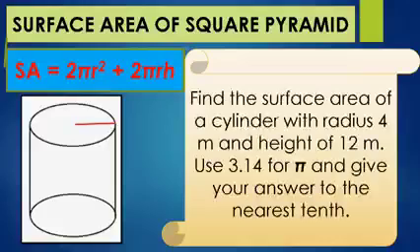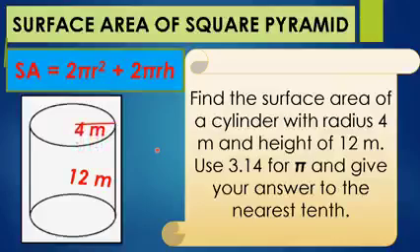So find the surface area of a cylinder with radius of 4 meters and height of 12 meters. Use 3.14 for pi and give your answer to the nearest tenths. Okay? So here by illustration, yung given natin are as follow, yung height ng ating cylinder which is 12 meters. So ito yung taas ng ating cylinder, 12 meters. And the radius of our base is equal to 4 meters.